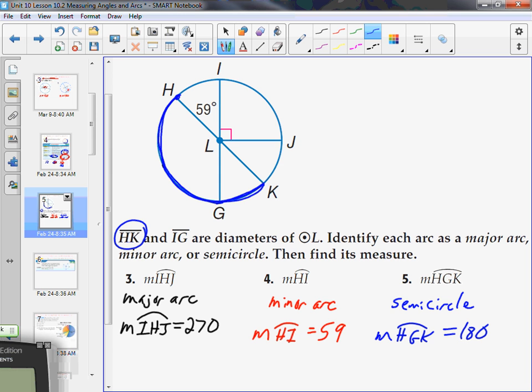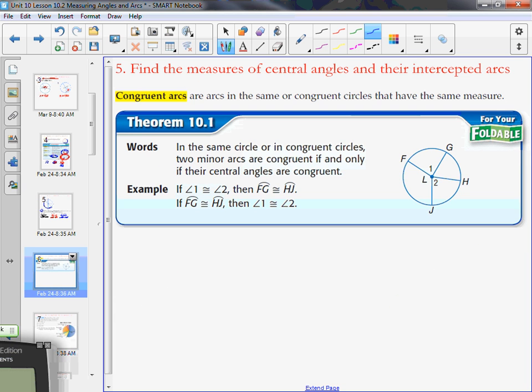So what do you think so far? Pretty easy? Okay. What's the relationship between the measure of the central angle and the measure of the intercepted arc? They're the same. Don't forget that. All right. Congruent arcs are arcs in the same circle that have the same measure, or they are arcs in congruent circles that have the same measure.